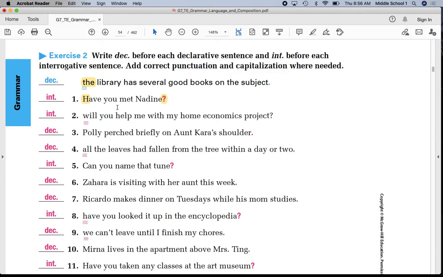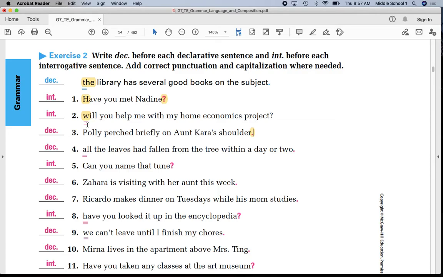Have you met Nadine? Add the question mark. It's interrogative. Number 2, will you help me with my home economics project? Line for will. It has punctuation. It's interrogative. Number 3, Polly perched briefly on Aunt Carr's shoulder. It has a capital letter. It needs a period at the end. I'm going to add that. Declarative.